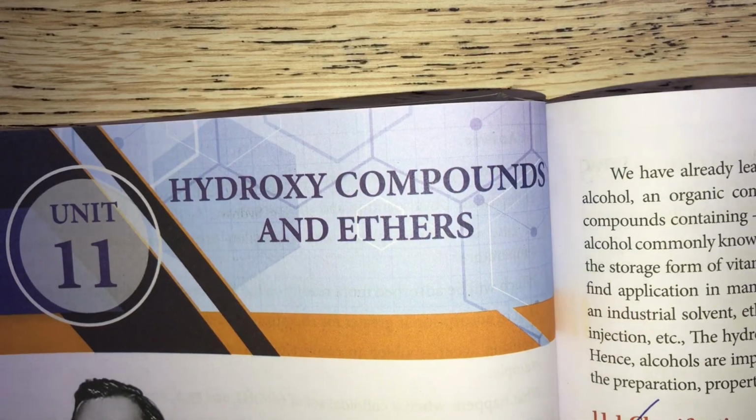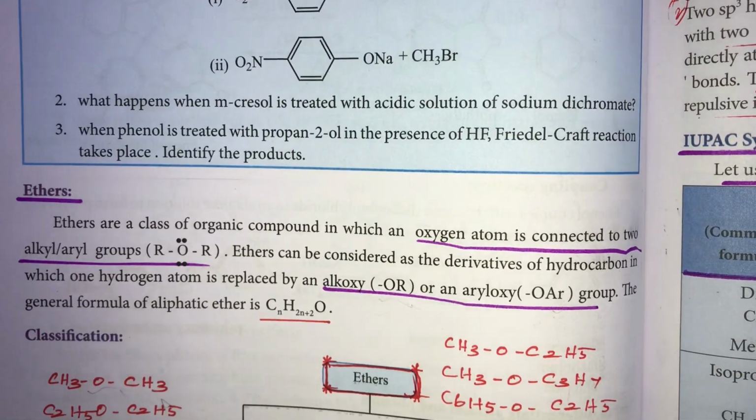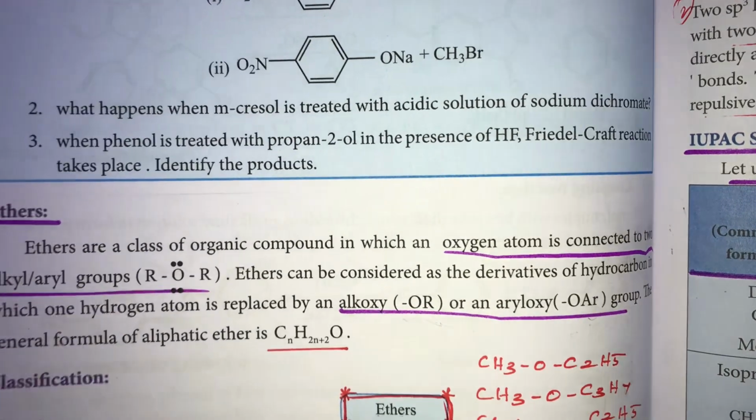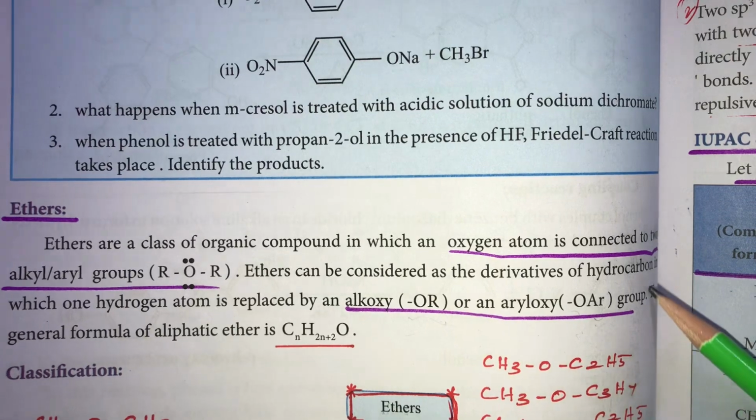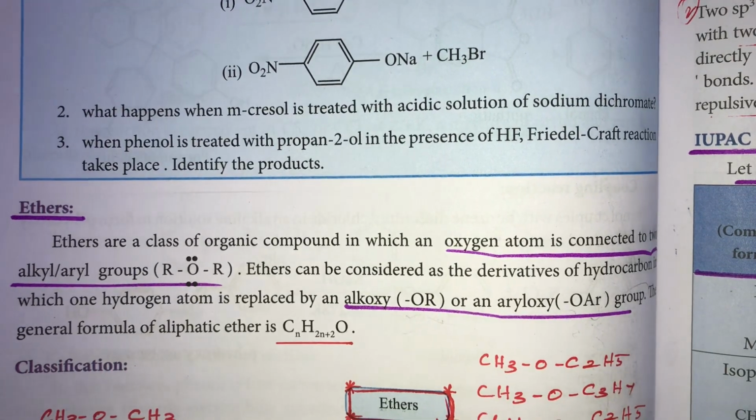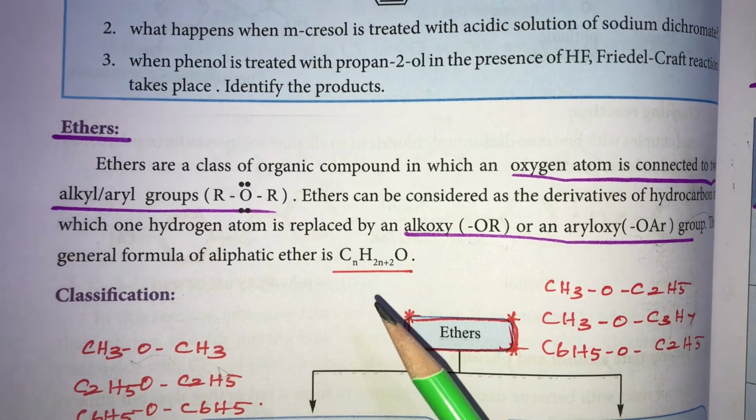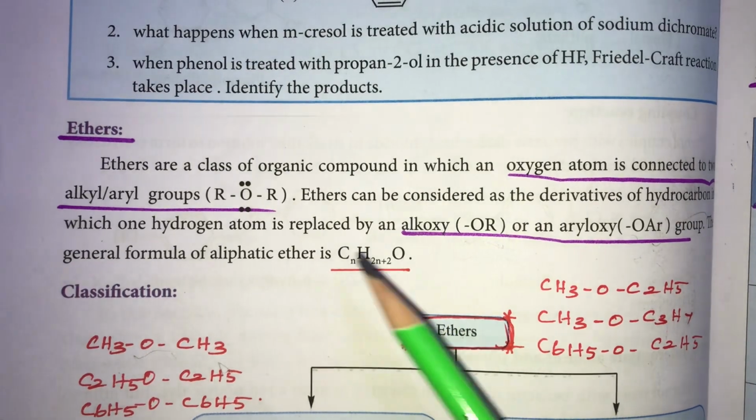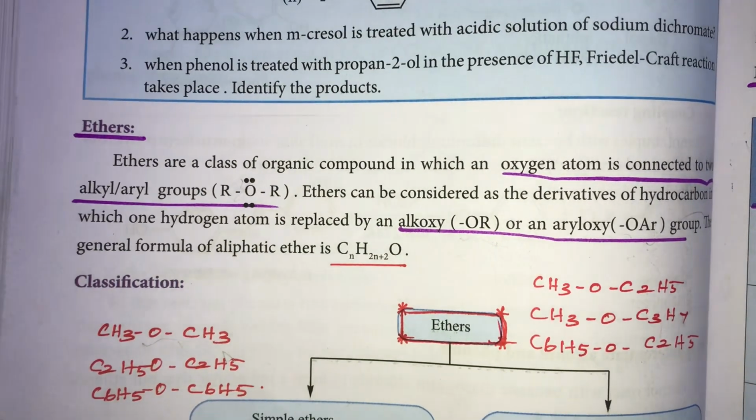Hydroxy compounds and ethers. In this video we are going to see the topic ethers. What are ethers? Ethers are a class of organic compounds in which, in an alkane, one of the hydrogens is replaced or substituted by an alkoxy group or aryloxy group. An alkyl group gives an alkoxy group; if a benzene ring is present, it is aryloxy. The general formula is CnH2n+2O, written as ROR. Here in the alkane, an alkoxy group is substituted.